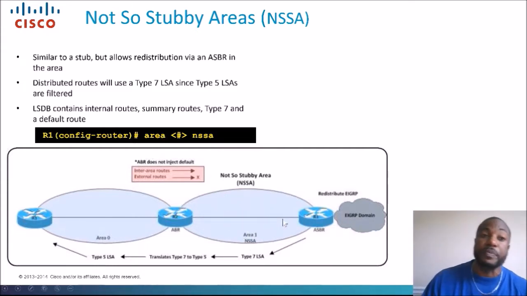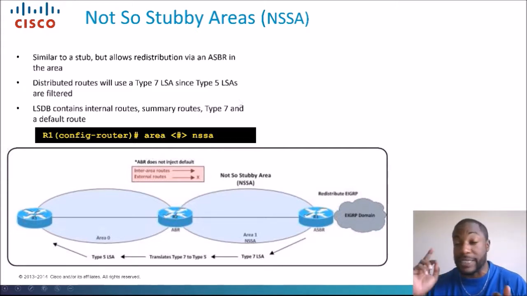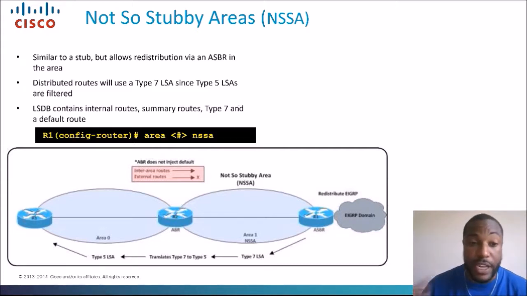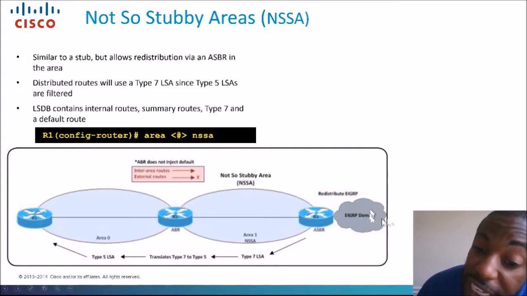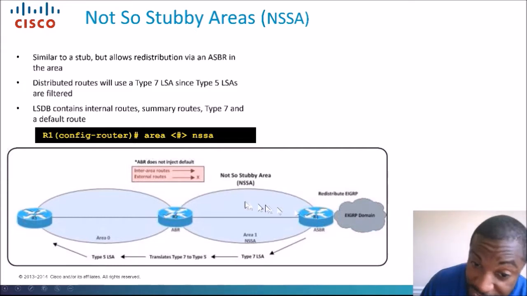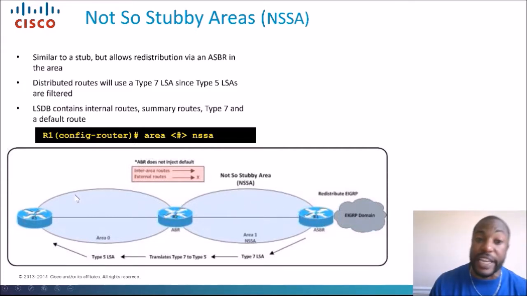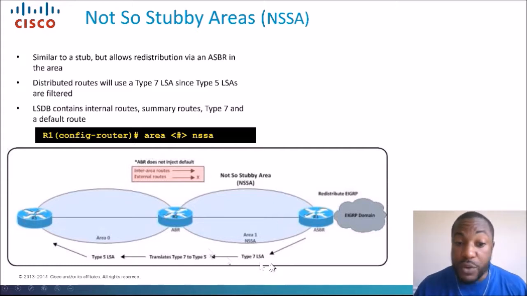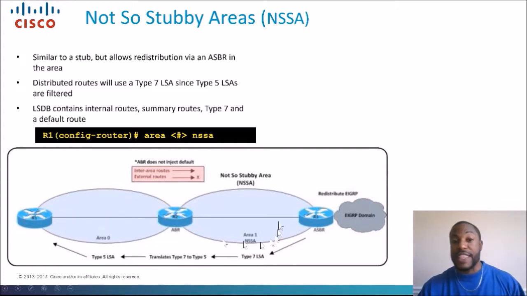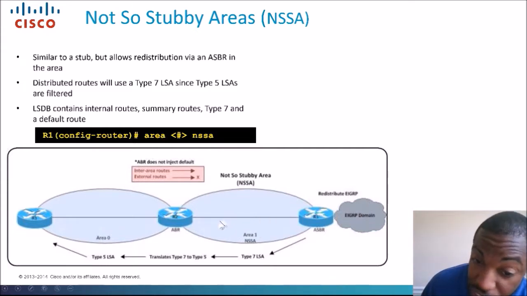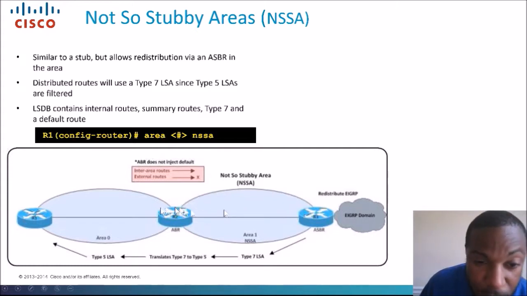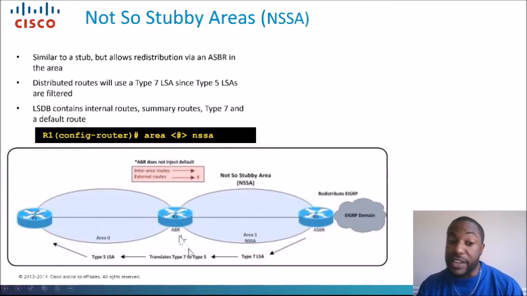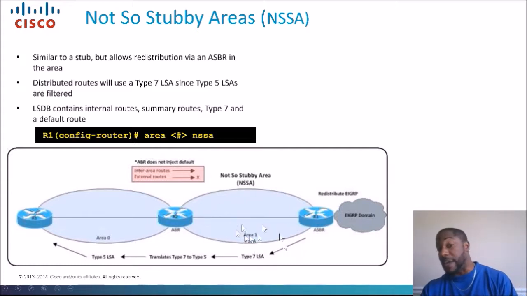Well, what's a not so stubby area? It's the same thing as a stub, right? What does stub do? It stops type 5s from coming in, right? So what if we have redistribution, right? What if we have an EIGRP domain right here, and we get a route into our not so stubby area? Well, we have a type 7 that's coming in, right? But remember, type 7s can't go into other areas. So we would have to turn that into a type 5. That's what a not so stubby area does. It allows the redistribution and the routes to come in, and then we generate type 7s in here. But if we needed to go to other areas, then we need to change that route into a type 5. That's what not so stubby areas allow.